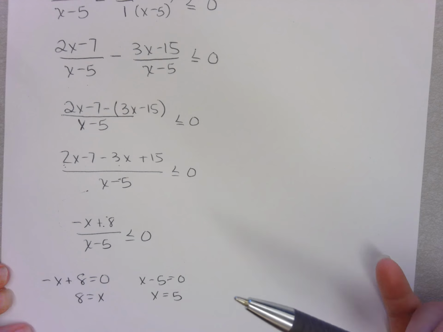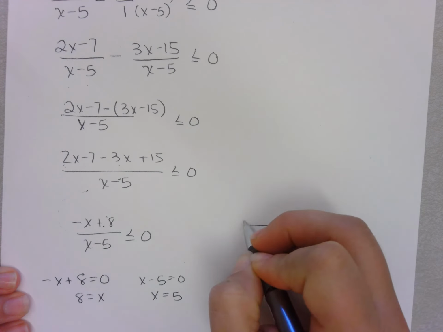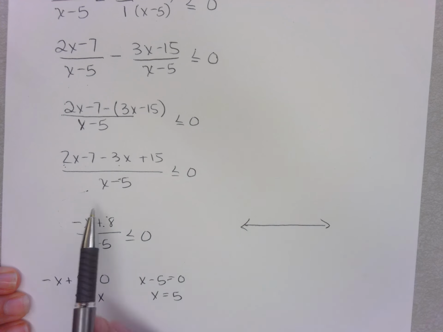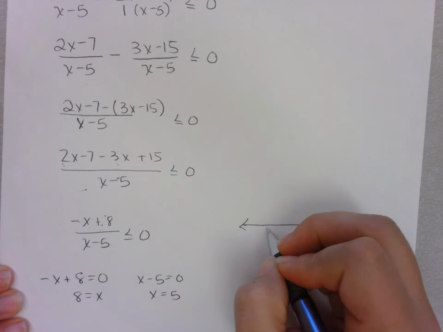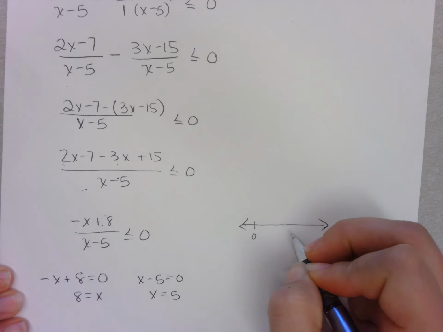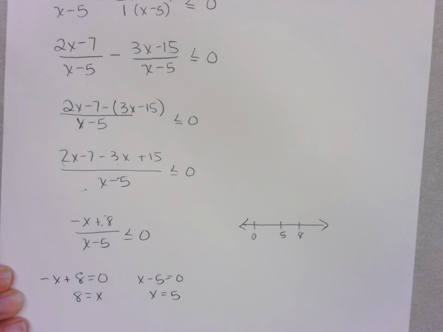So now I'm going to approach this just like I did the quadratic inequality. It's just that I got my zeros from the numerator being 0 and the denominator being 0. This is a technique that we are going to use a lot throughout the semester, so it's a really good thing to get a good hold on. So I'm going to have 0 way down here. Let's see, 5 I'll put here, and 8 I'll put here. Okay?